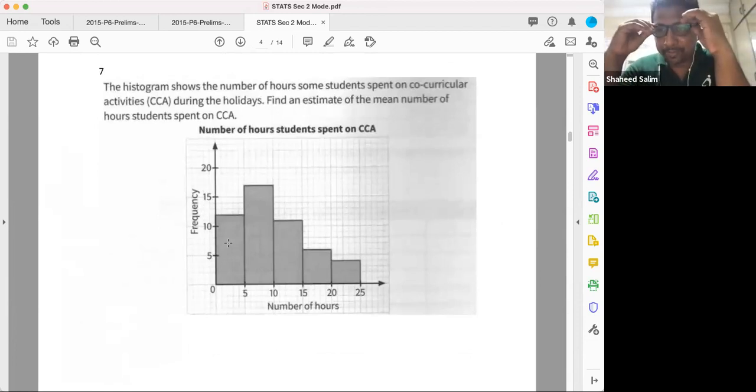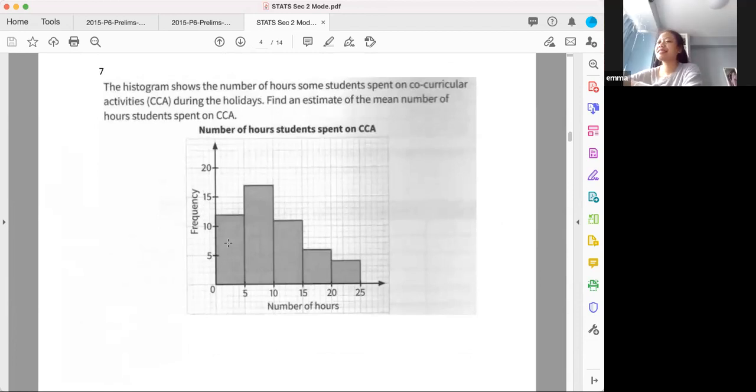What sound is that? Is it washing machine? Is there construction? Construction, okay. No problem, no problem.